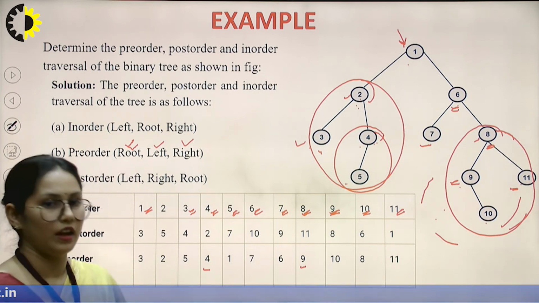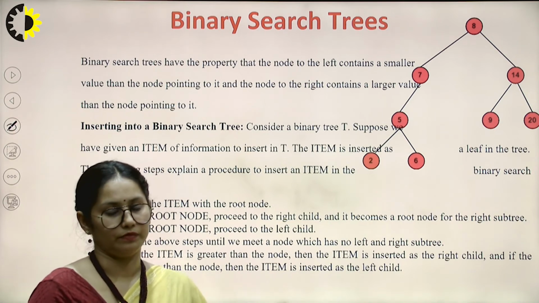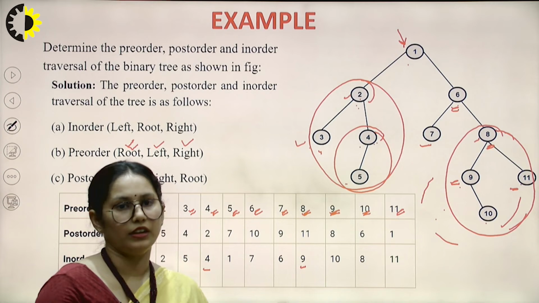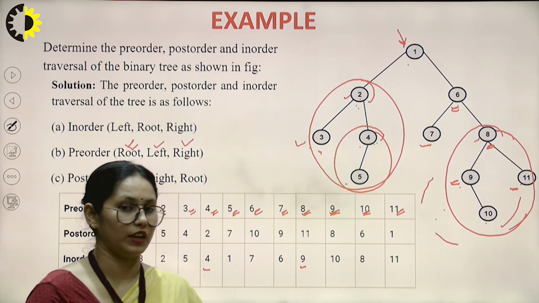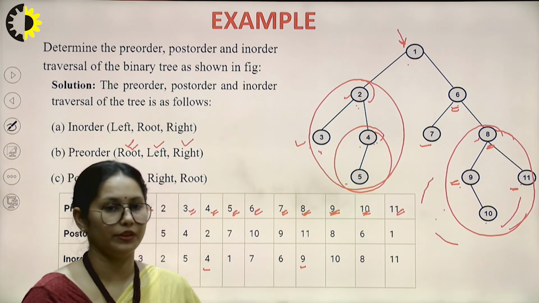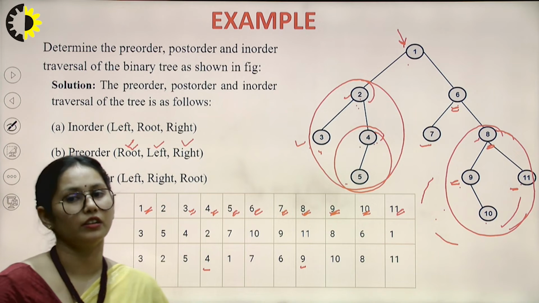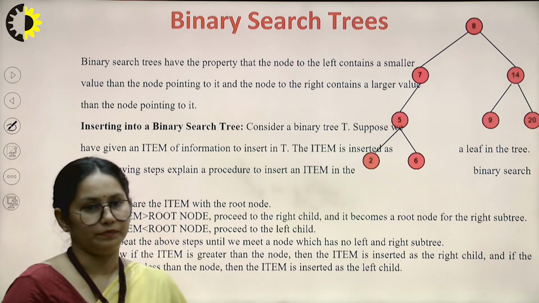Now next, what is a binary search tree? These earlier trees which we have studied are binary trees. They have children not more than 2. Any node has children which are not more than 2. Now what is a binary search tree?